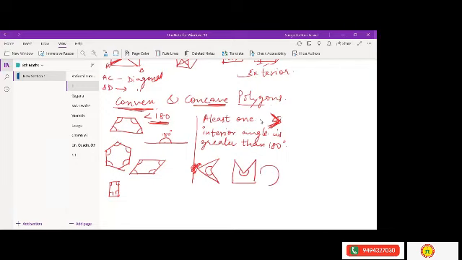And suppose you have this kind of a figure. These are all in your books also. You can see here one angle is greater than 180 degrees. So these types of figures are called concave figures, where at least one angle should be greater than 180 degrees. It can even be more, but at least one should be there. All right?